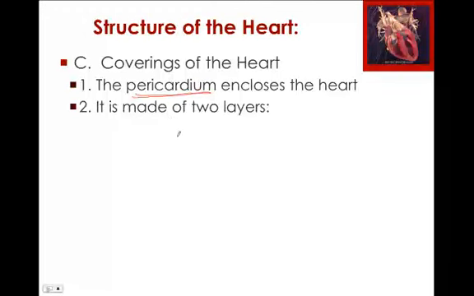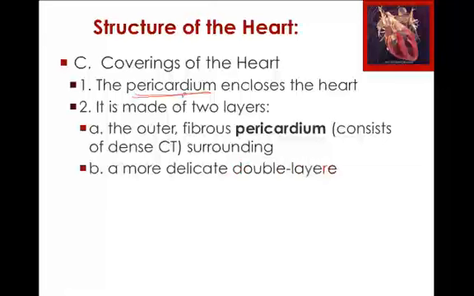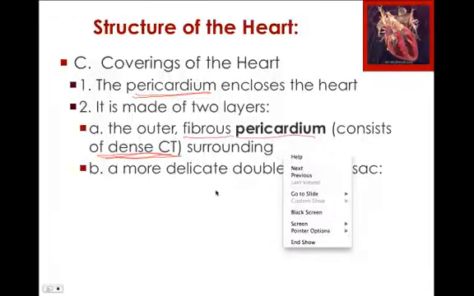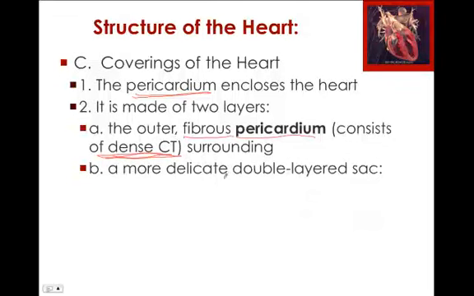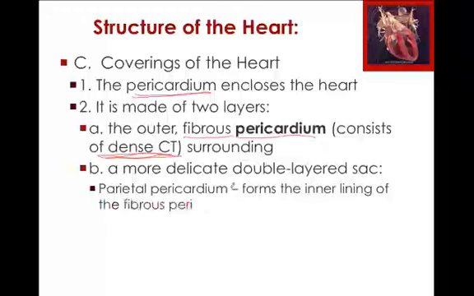It's made up of two main layers. The first layer is the outermost layer called the fibrous pericardium, and the fibrous pericardium consists of a dense connective tissue. So it's a real fibrous, dense connective tissue. And that fibrous pericardium then surrounds a more delicate double-layered sac. And this double-layered sac is going to be your parietal and your visceral pericardium.